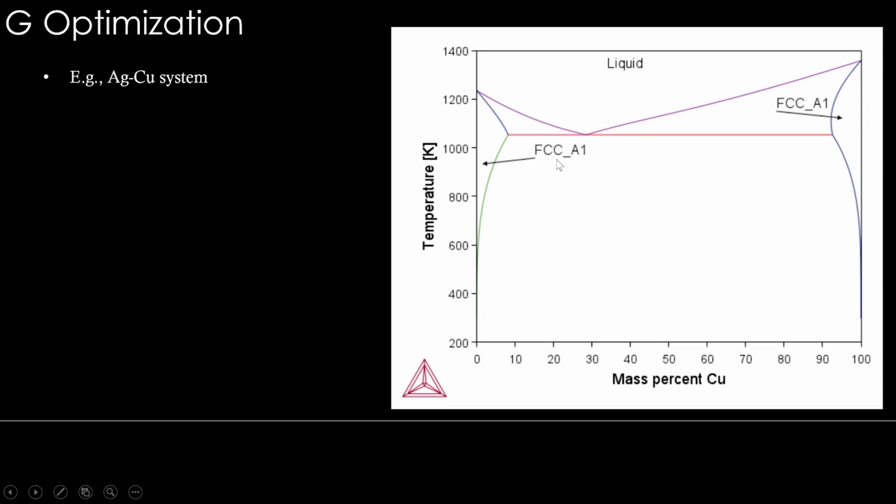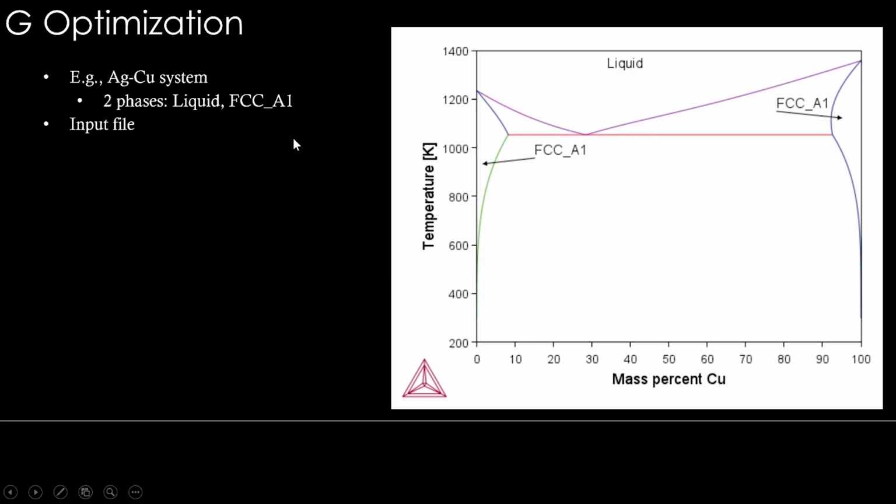But if you see the crystal structure, the left and right extremes, the terminal solid solutions, both have FCC structure. And we have been saying Gibbs energy models will be one model for one crystal structure. So we will be using one model to define both these FCCs. Therefore, now we are going to have only two phases as far as the models are concerned. It will be liquid and FCC.